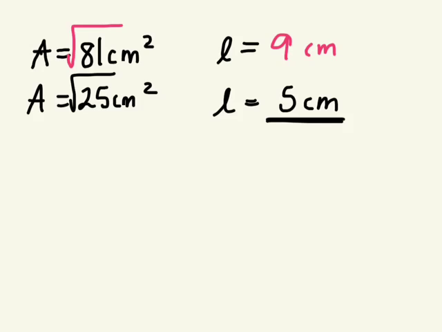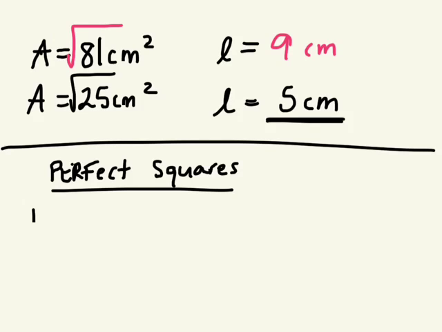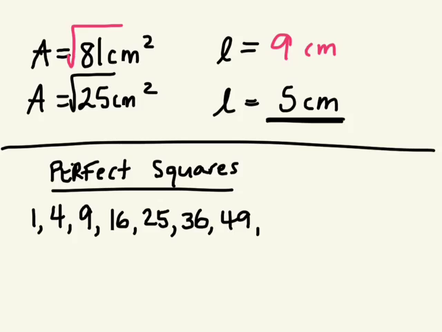If we're looking at perfect squares, 1 times 1 is 1, 2 times 2 is 4, 3 times 3 is 9, 4 times 4 is 16, 5 times 5 is 25, 6 times 6 is 36, 7 times 7 is 49, 8 times 8 is 64. These are all called perfect squares because the length and width are not decimal numbers, okay?